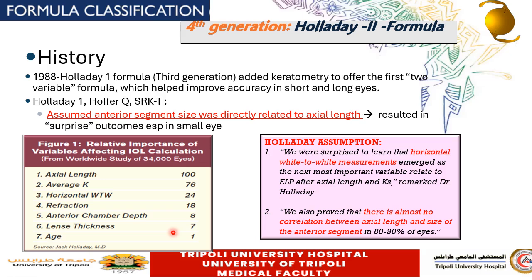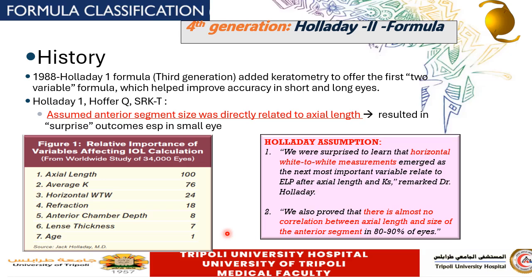Another innovation of the Holladay 2 formula is that it changed the concept that there is a linear relationship between the axial length and the size of the eye, or the posterior segment size, or the overall size of the eye, including the anterior segment. So there is no linear relationship between the axial length of the eye and the size of the anterior segment. As I will explain later, in one study a different classification was made, so we have 9 models of the eye instead of 3 types. I'll explain them later.